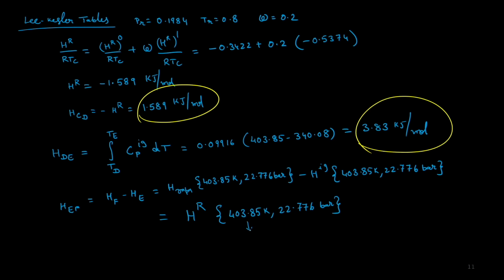We're going to use Lee-Kesler tables as we did earlier to calculate this residual property. To be able to do that, we're interested in calculating the reduced temperature. In this case, it turns out to be 0.95, and the reduced pressure turns out to be 0.6. So at these reduced temperature and reduced pressure of 0.95 and 0.6 respectively, we're going to go back to the Lee-Kesler tables and look at the values for HR naught by RTc and HR1 by RTc.